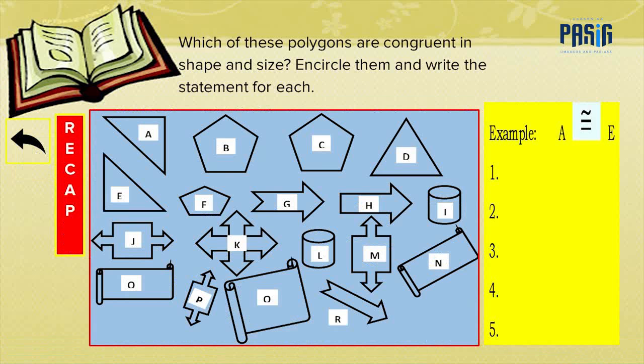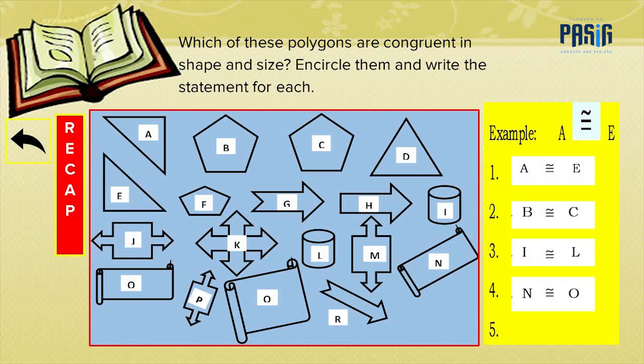Let's answer the recap. Which of these polygons are congruent in shape and size? Encircle them and write the statement for each. The correct answer for number 1 is A is congruent to E. Number 2, figure B is congruent to figure C. Number 3, figure I is congruent to figure L. Number 4, figure N is equal to figure O. And number 5, the correct answer is figure J is congruent to figure M.